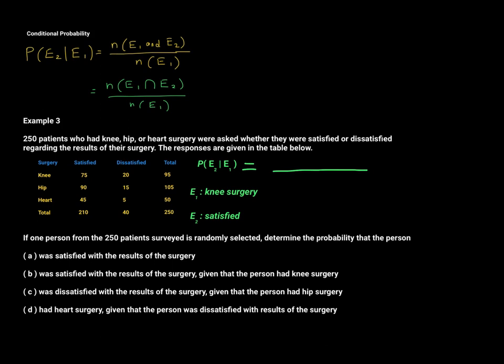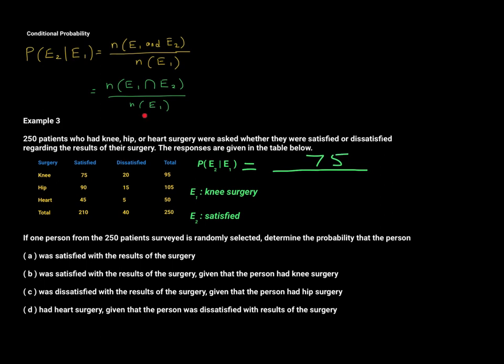You can't just be satisfied with your surgery, you have to have had knee surgery. You can't just have knee surgery, you have to have been satisfied. So don't look at this number and don't look at this number. Look at this number. This is the number of people that are both satisfied and had knee surgery. 75 people had both knee surgery and are satisfied. So that's the numerator.